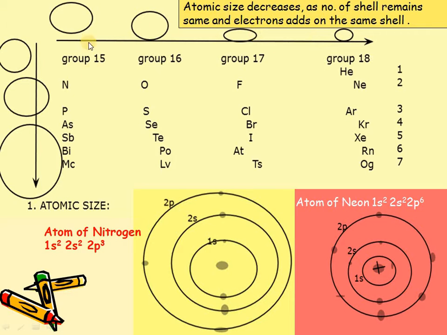So we can say that the size of the group 15 atom is bigger than the group 16 but smaller than the group 14. Similarly, moving from top to bottom, we get an increase in size.